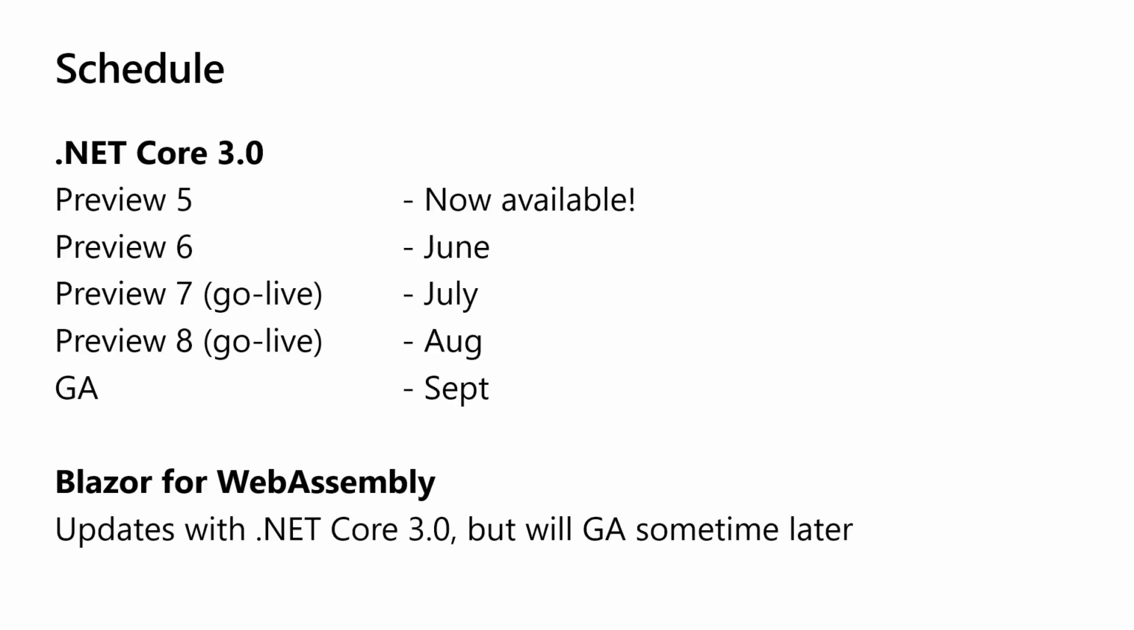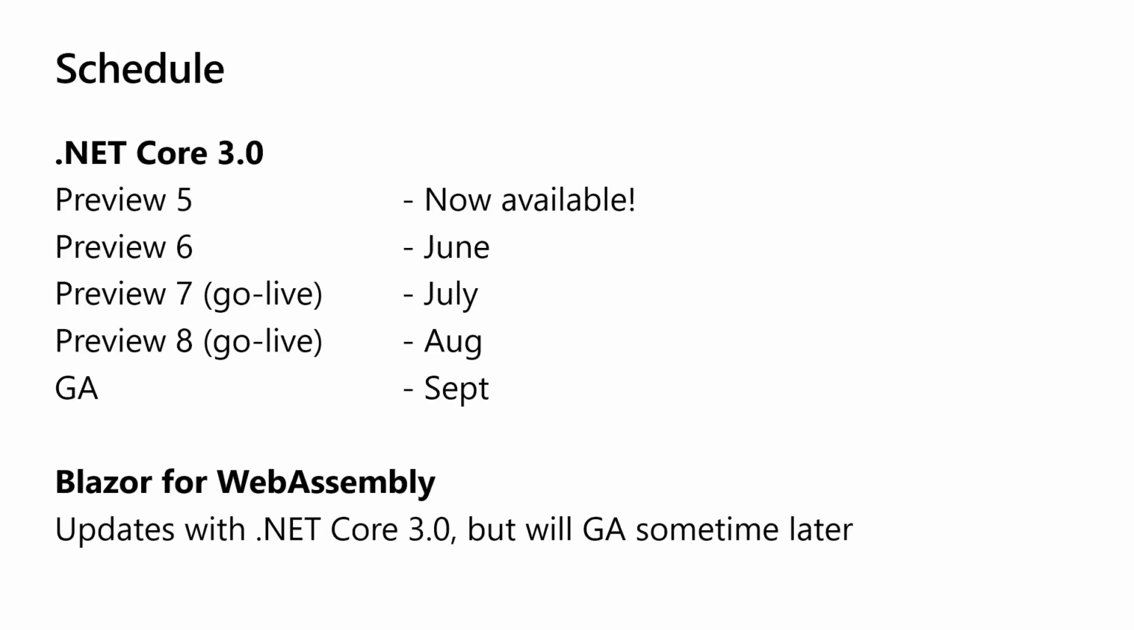probably in just a little under a week, and it's got a whole bunch of great new stuff like authentication support for Blazor and better support for static assets. Lots of great things coming in Preview 6. Then Preview 7 and 8 will be in July and August. The July and August releases are actually go-live releases, which means we're telling customers you can go ahead and try this out in production. Those are kind of like release candidate releases.